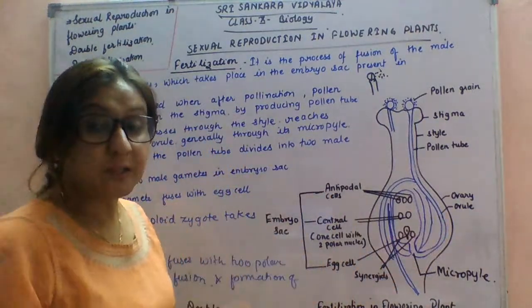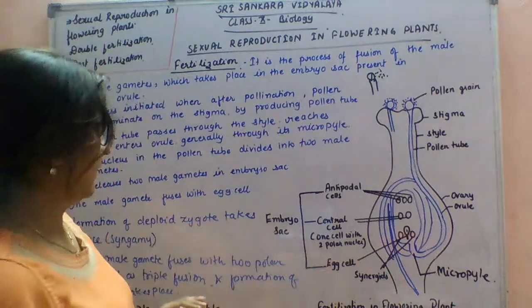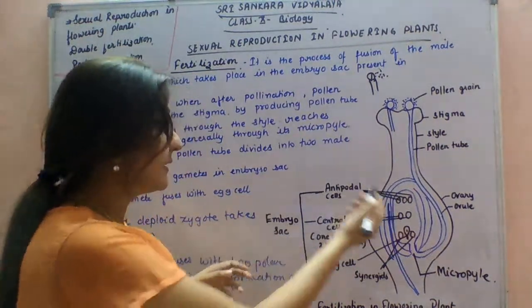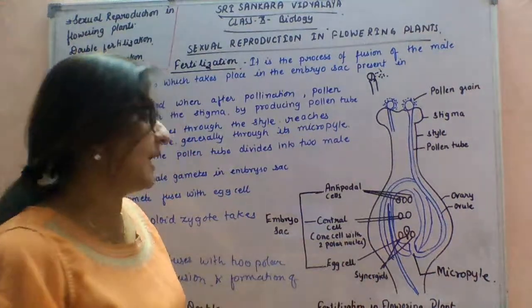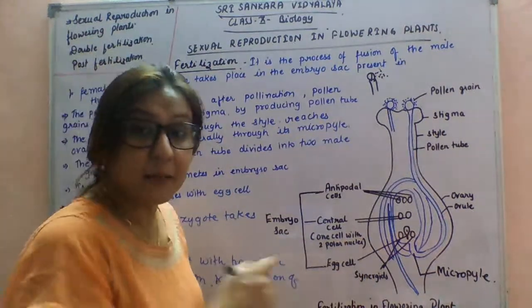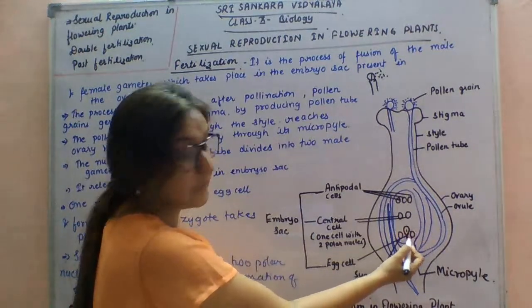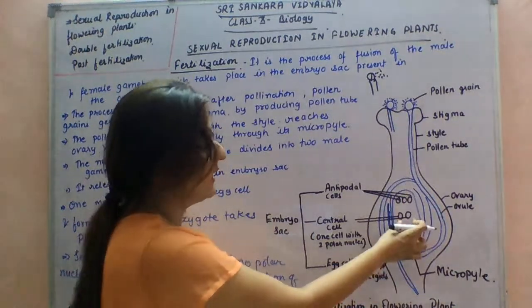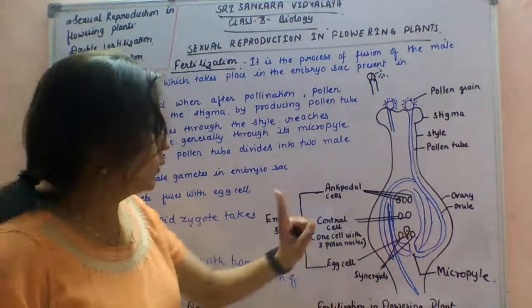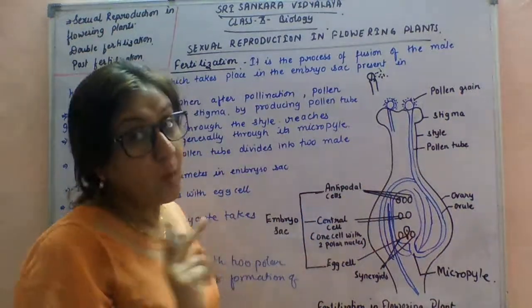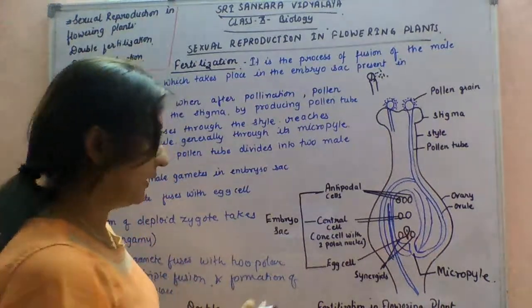Now I will explain the structure of the embryo sac. The embryo sac is 7-celled, and 8 nuclei are present. 7 cells are present: 3 at the top, 1, 2, 3, and 3 at the bottom, 1, 2, 3, making 6. And the central cell is only one cell. It has the two polar nuclei, as I told you.